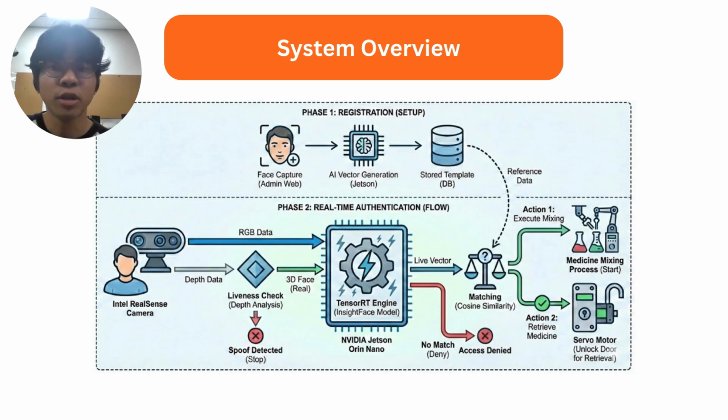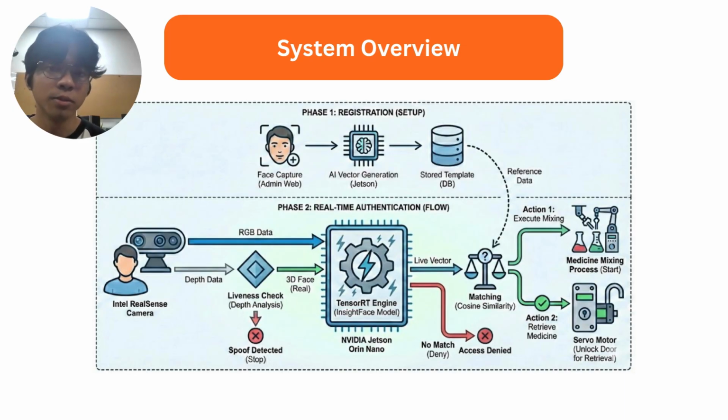So let me now walk you through the end-to-end system flow. Phase one is registration. An administrator captures a user's face through the admin web interface. The Jetson processes the image to generate an AI feature vector, which is then stored as a reference template in the SQLite database.